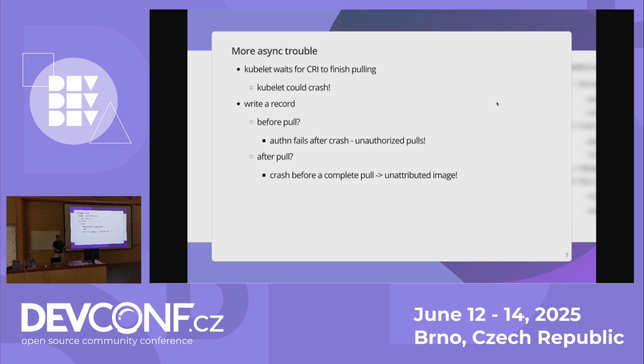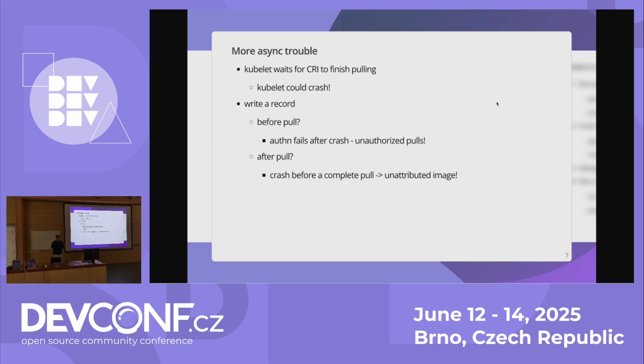And so, now that we know that kubelet could crash, we don't necessarily care about the container runtime crashing because we would know that something went wrong, right? But if kubelet crashes, when should we write the record then? Should we write it before we actually pull the image? In that case, we would have a record of the image being pulled with some kind of credentials. But if the authentication fails and kubelet crashes, that record is kept, right? And so we would have an unauthorized request that would actually be able to use the private image.